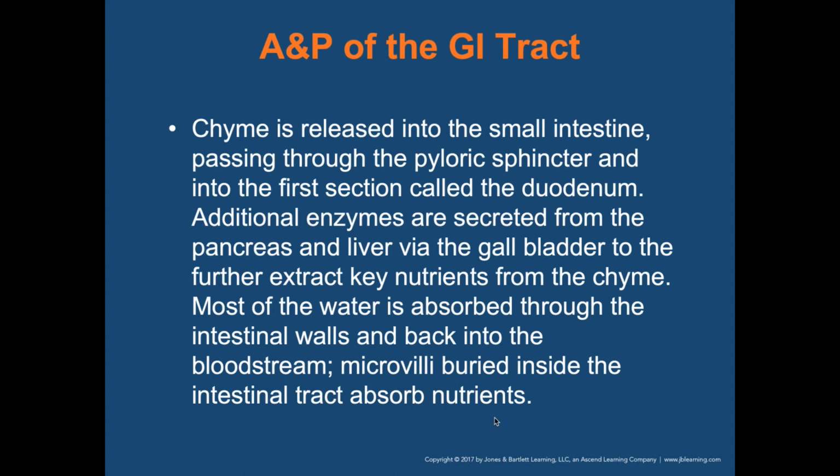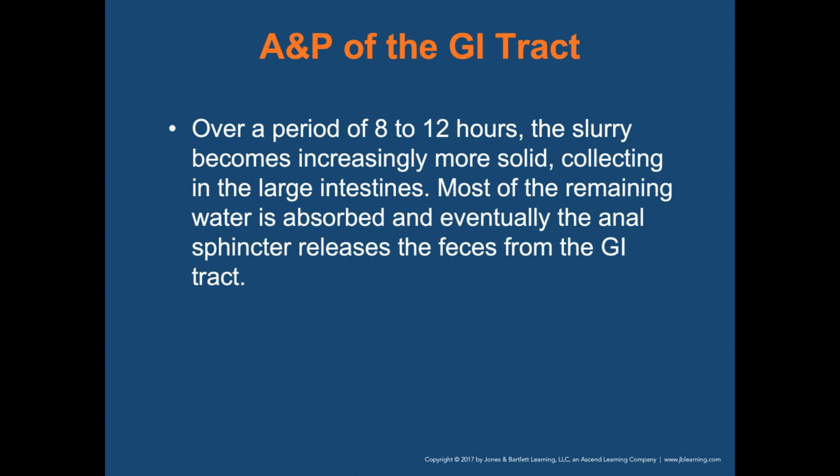Chyme is released into the small intestines, passing through the pyloric sphincter, and the first section is called the duodenum. Additionally, enzymes are secreted from the pancreas and liver via the gallbladder to further extract key nutrients from the chyme. Most of the water is absorbed through the intestinal walls and back into the bloodstream. Microvilli inside the intestinal tract absorb the nutrients. Over a period of 8 to 12 hours, the slurry becomes increasingly more solid, collecting in the large intestines. Most of the remaining water is absorbed, and eventually the anal sphincter releases the feces from the GI tract.